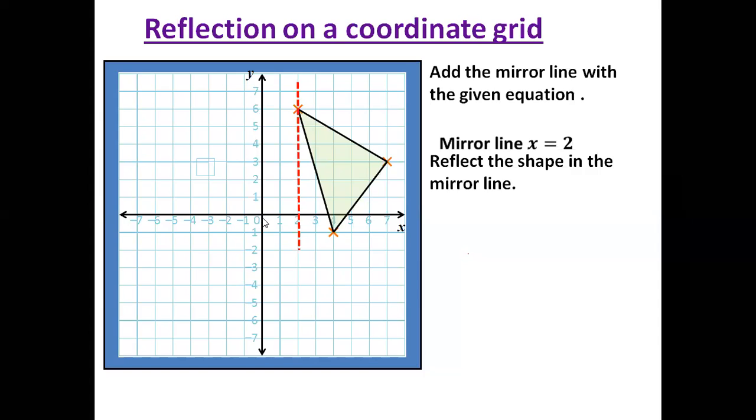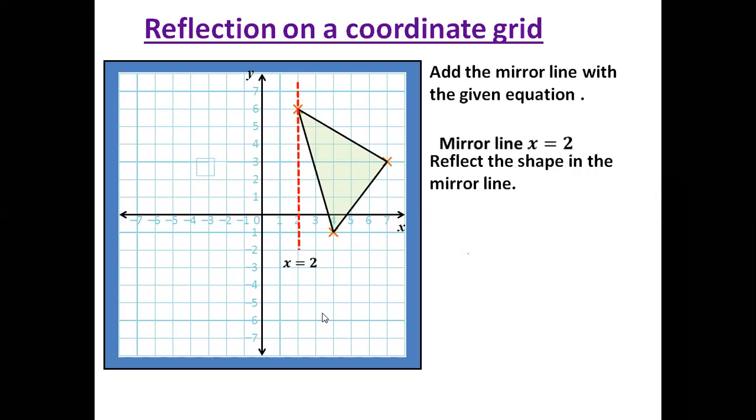Look, when y is 0, x is 2. When y is 1, x is 2. When y is 2, x is 2. When y is 3, x is 2. When y is 4, x is 2. Whatever the value of y is, x is all the time 2. So the line of x equal to 2 is going to be parallel to the y-axis. So now that point, as you see, is on the mirror line, so it will stay on the mirror line.